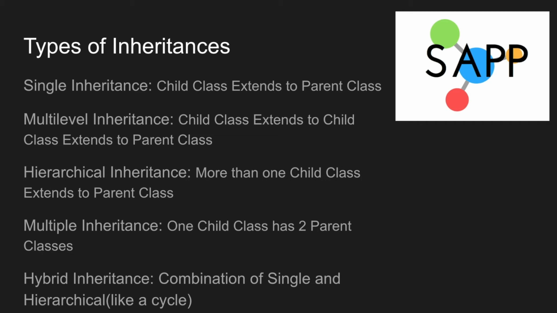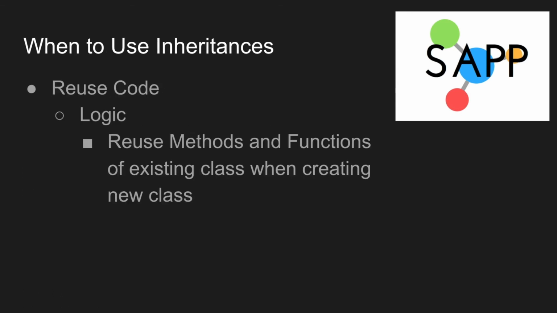A hybrid inheritance is a combination of single and hierarchical inheritances, and it almost acts as a cycle, like the water cycle. It comes in full form, so it starts where it stopped. Okay, when to use inheritances. Inheritances are merely used for one thing, and that's to reuse code, because you want to reuse the logic in it. The logic includes methods and functions, and you want to reuse the existing class when creating new classes that need the same methods and functions.